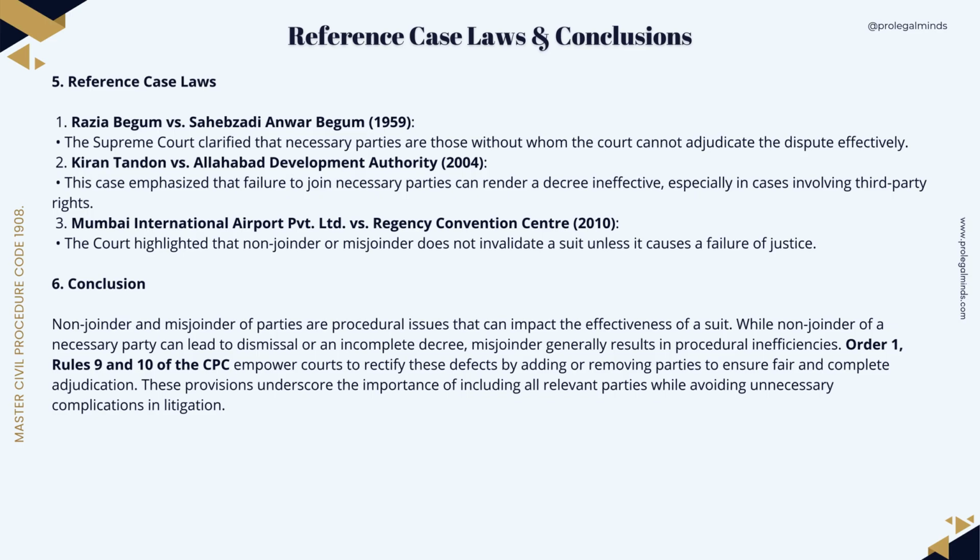6. Conclusion. Non-joinder and misjoinder of parties are procedural issues that can impact the effectiveness of a suit. While non-joinder of a necessary party can lead to dismissal or an incomplete decree, misjoinder generally results in procedural inefficiencies. Order 1, Rules 9 and 10 of the CPC empower courts to rectify these defects by adding or removing parties to ensure fair and complete adjudication. These provisions underscore the importance of including all relevant parties while avoiding unnecessary complications in litigation.